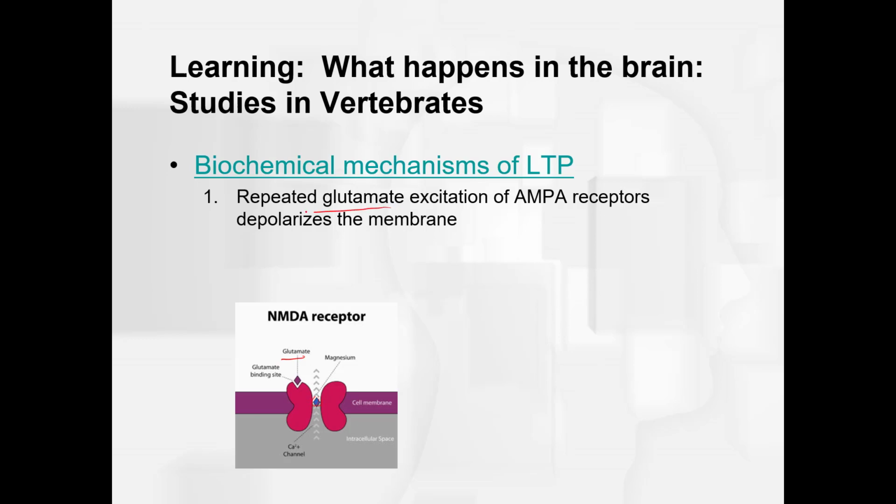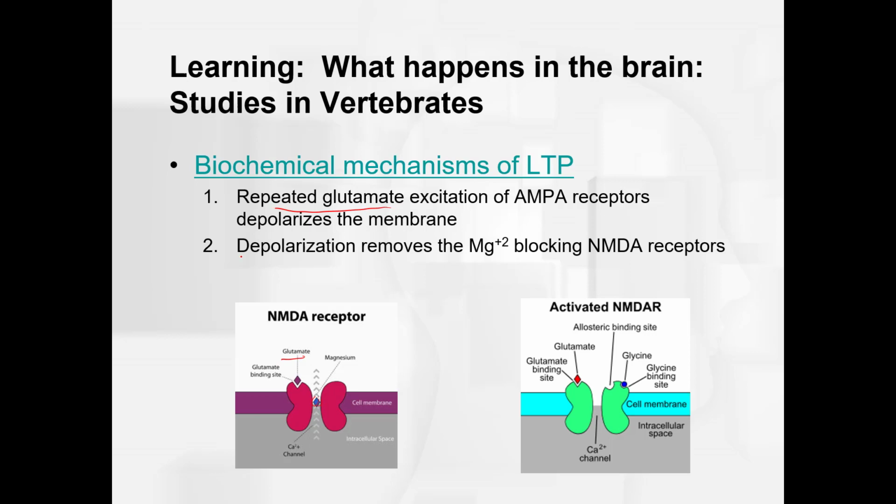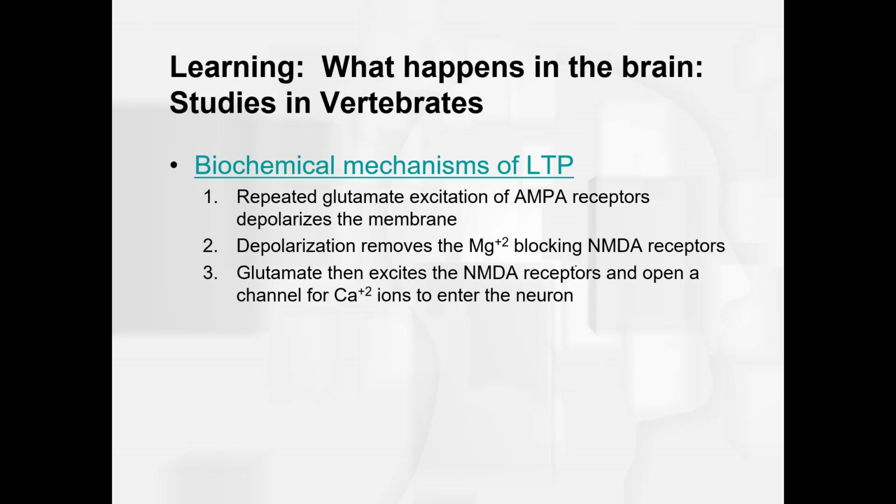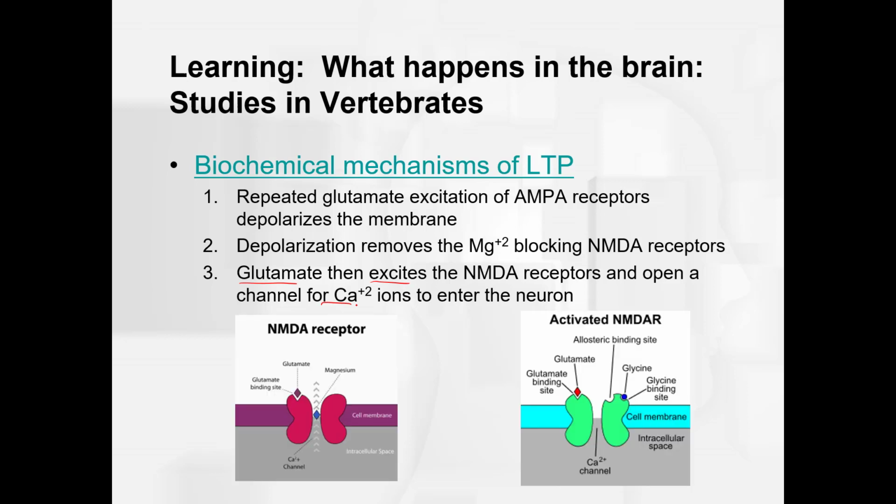But the NMDA receptor can't respond because of this magnesium block. When we have repeated stimulation, we get a greater depolarization. We get lots of sodium depolarizing the postsynaptic cell, and that magnesium block is removed. So depolarization from repeated stimulation removes the magnesium block. That allows glutamate to then actually excite the NMDA receptor and open a channel for calcium ions to enter. So again, once we have that repeated stimulation, this magnesium block will be removed. It opens the channel, and now calcium can flow in.